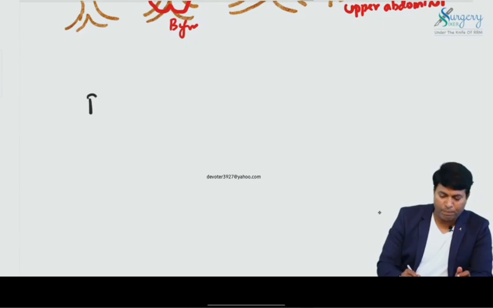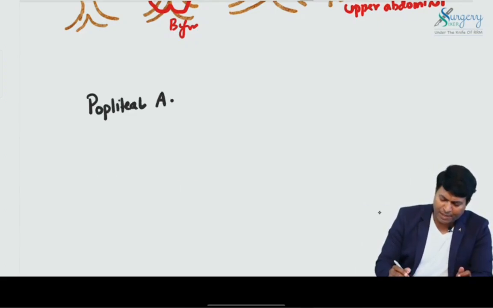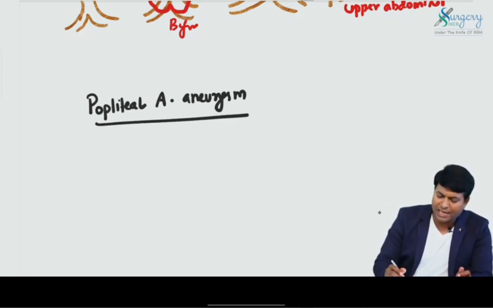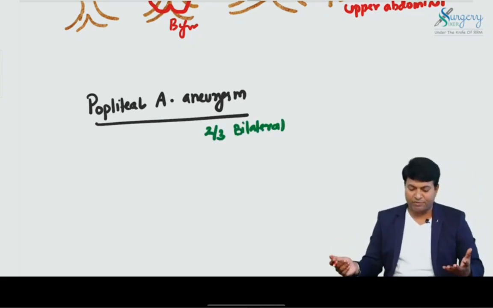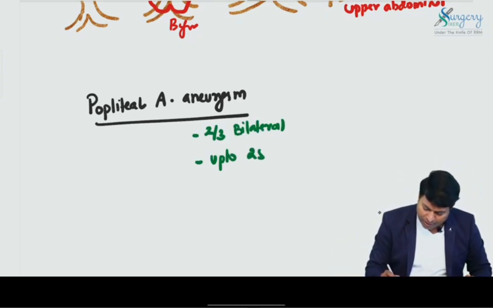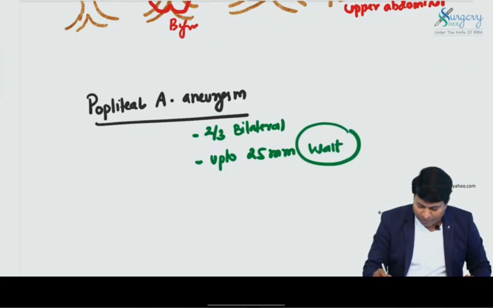So others are not so important. Just for completion, popliteal artery aneurysm is the most common peripheral artery aneurysm. It is mostly bilateral. Please remember, 2/3 of the time it will be bilateral. It may form thrombus and it can cause distal obstruction of the limb. So we can wait up to 25 millimeters. Above 25 millimeters, we have to operate on a popliteal artery aneurysm.